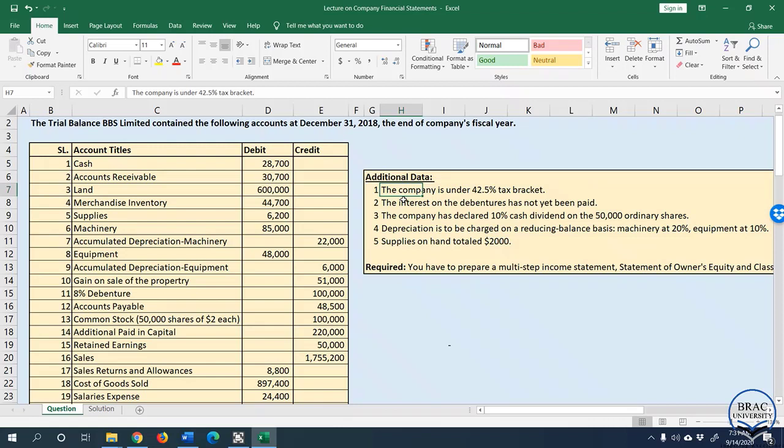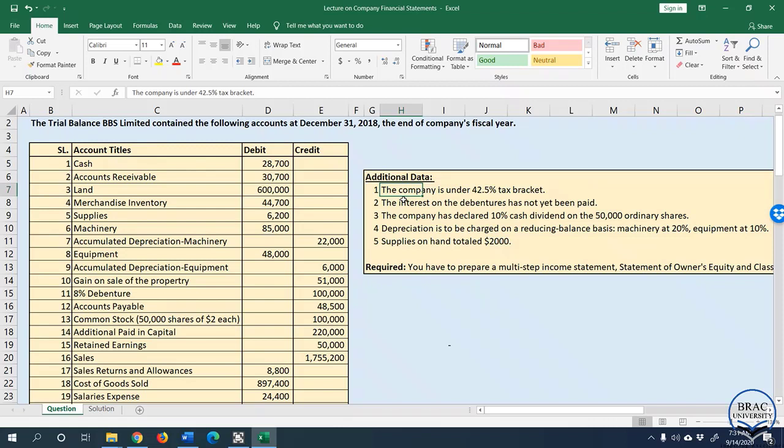It means that since it is a corporation, it has to pay tax on its income, and it is under 42.5%, which means that if the company earns $100 profit before tax, they have to pay $42.5 to the government as tax, and this tax is a major expense of a corporation. So this is the additional information. Tax is an expense, so we have to use that.